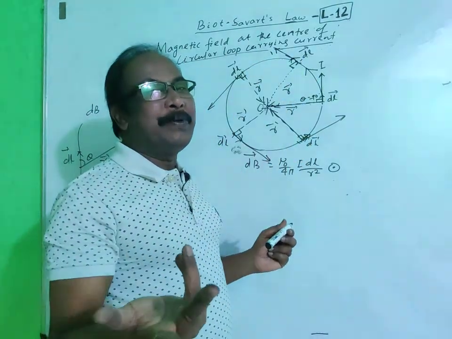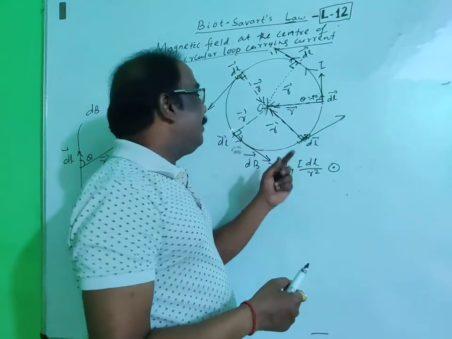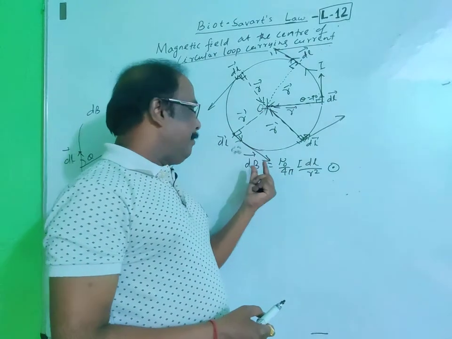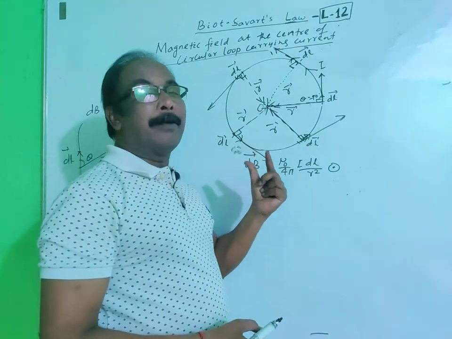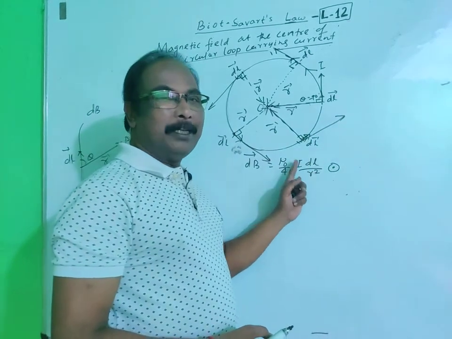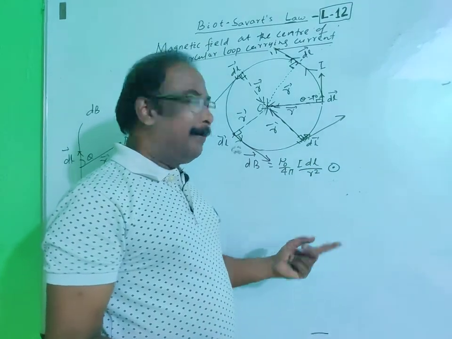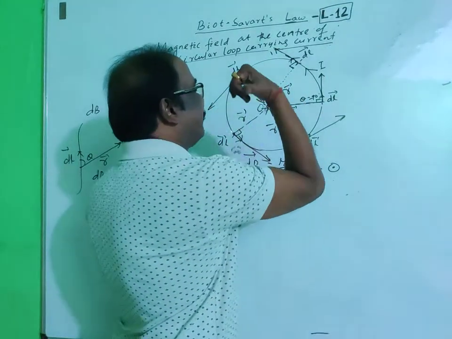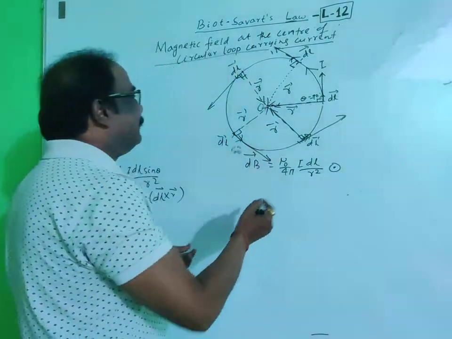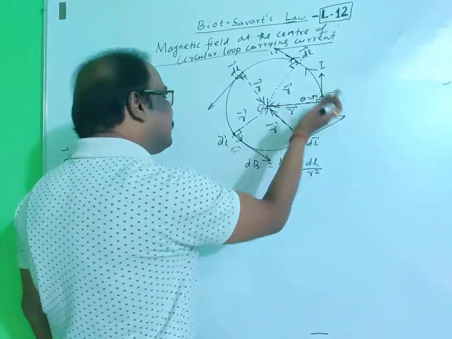So in each case, we have observed that if the whole circular loop is divided into a number of elemental parts, each of length dl, then the magnetic field due to each elemental length dl is mu0 by 4 pi, I dl by r square. Sin 90 is 1 and the direction is outward. Then what is the total magnetic field due to the whole circular loop? This is the magnitude, and the direction is outward.